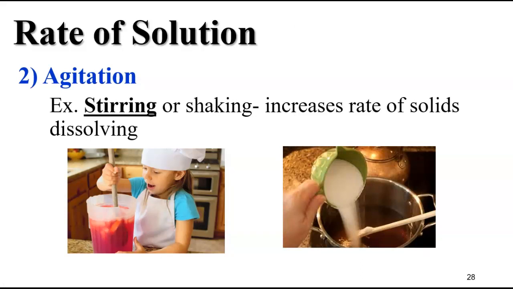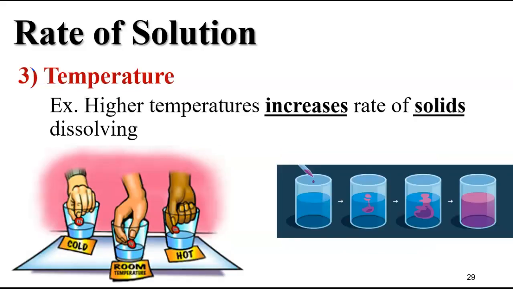The second thing you can do to increase the rate of solution or to make something more soluble is to agitate it, which is just a nerdy way of saying stir it up. Stirring something that's trying to dissolve increases the rate of solution quite a bit. And then the last thing is increase the temperature. So higher temperature dissolves more quickly. Okay. So that means if temperature goes up, then solids dissolve faster. That goes up as well.